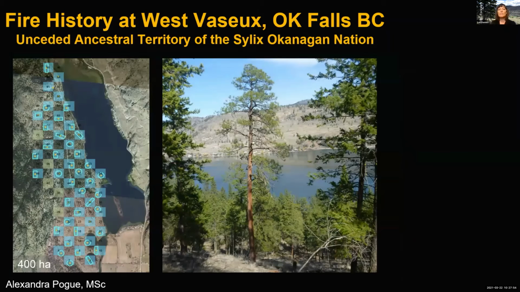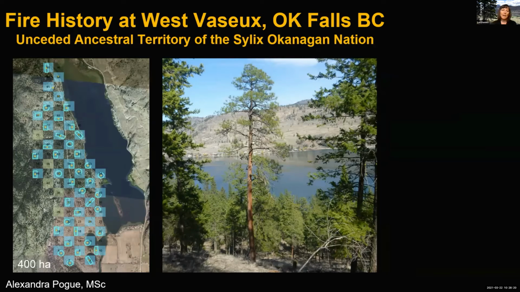Now let me take you a little bit further west, and here we're going to go to the West Vaso property, currently managed by the Canadian Wildlife Service near Okanagan Falls, British Columbia. Here we're in the unceded ancestral territory of the Syilx Okanagan Nation. Alexandra Poe did her master's degree here, and you can see in the map on the left that she took a similar approach to Greg's study at the Darkwoods.